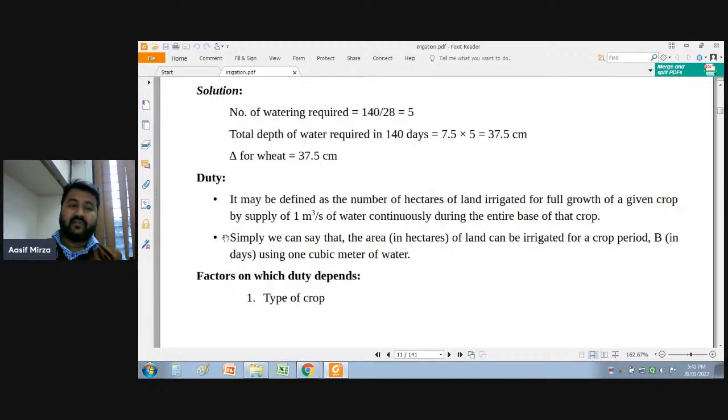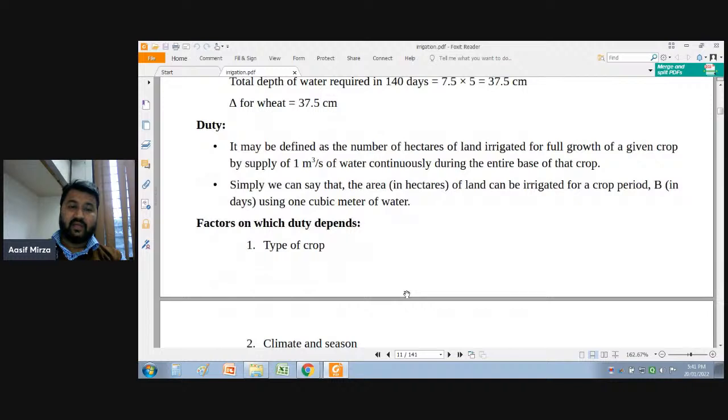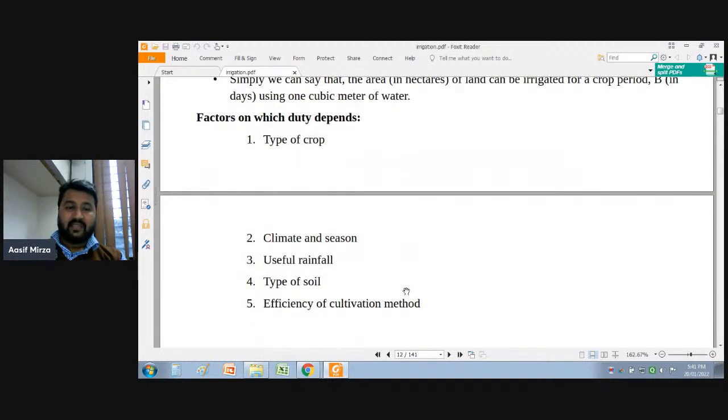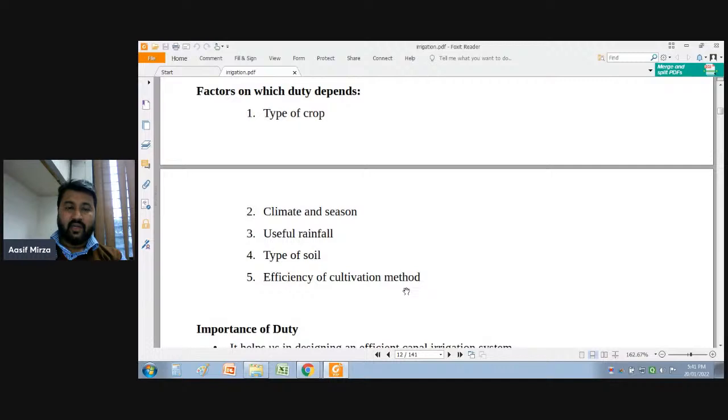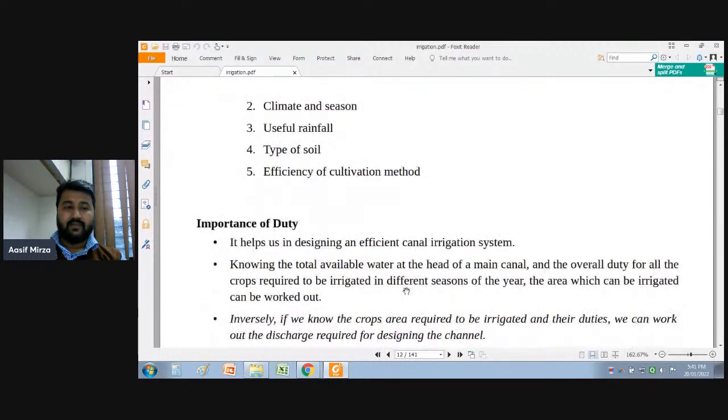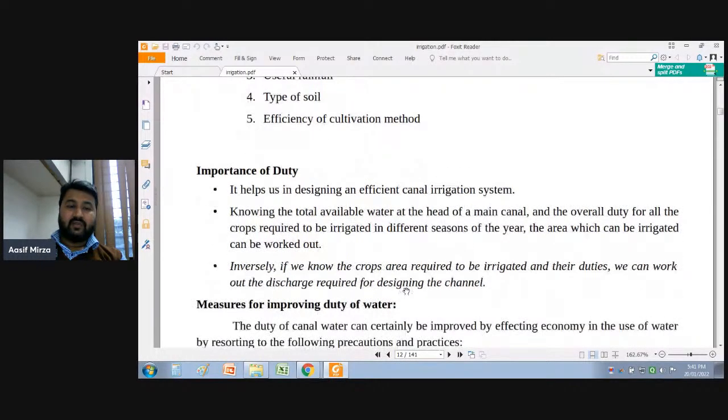So, what are the factors affecting the duty? It depends on the type of crop, climate and the season, use of the rainfall, type of the soil, or the efficiency of the cultivation method. Now, the importance of the duty. Why is the duty important? It helps us in designing an efficient canal irrigation system. So for storage irrigation or for artificial irrigation, the duty is important.